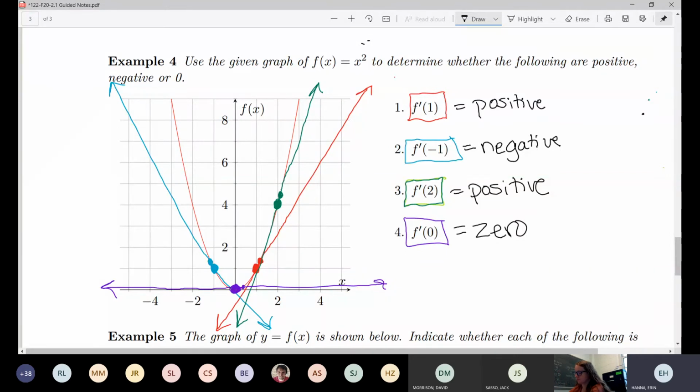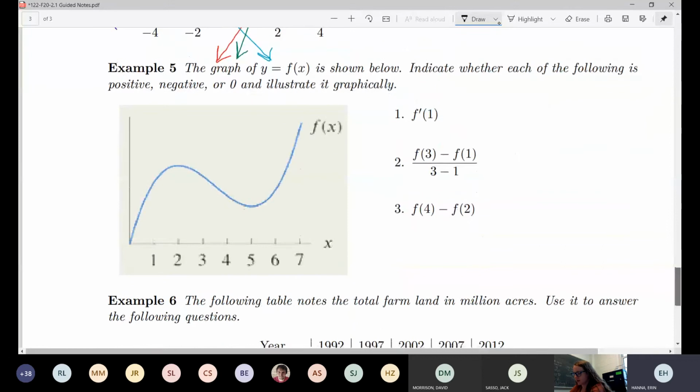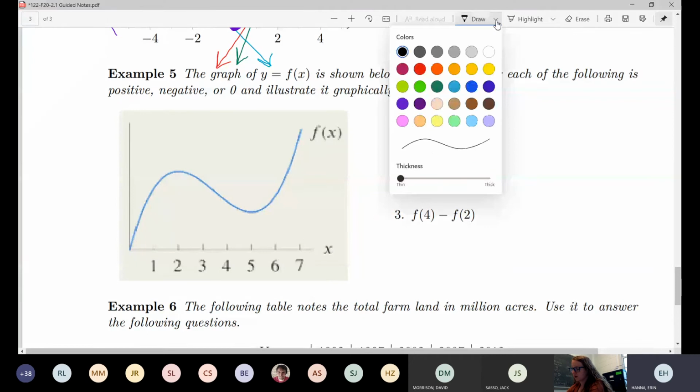Okay. Same idea, different graph, and slightly different questions. Why is this? Can I make this little thing go away? Oh, I made it go away.